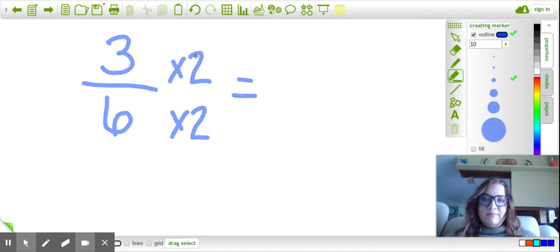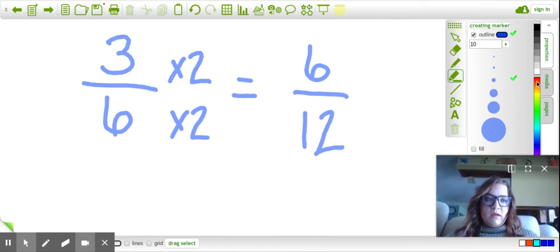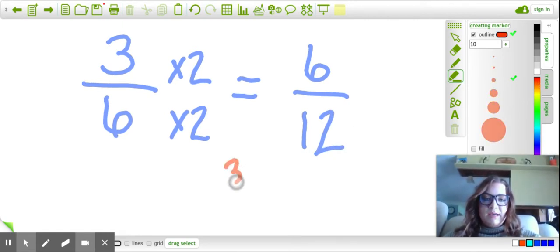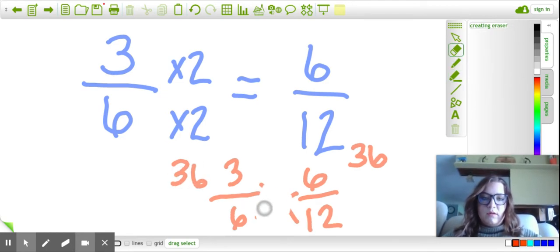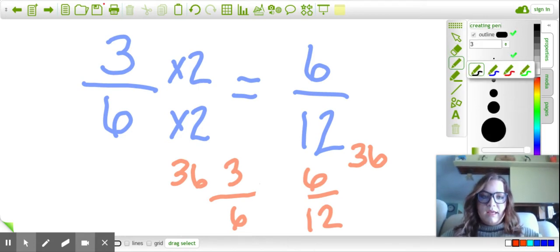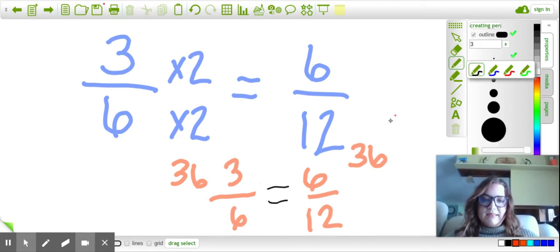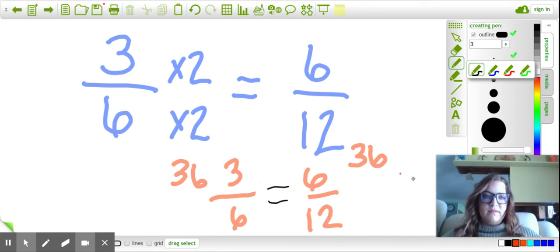So 3 times 2 equals 6. There's my numerator. And 6 times 2 equals 12. There's my denominator. Now I'm going to cross multiply just to make sure that that made an equivalent fraction. 6 times 6 is 36, and 12 times 3 is 36. So those fractions are equivalent. 3/6 is equivalent to 6/12.